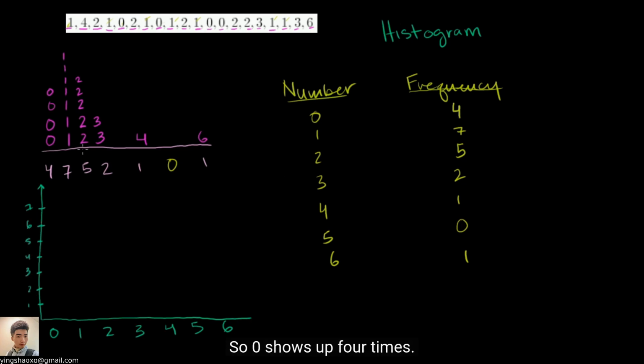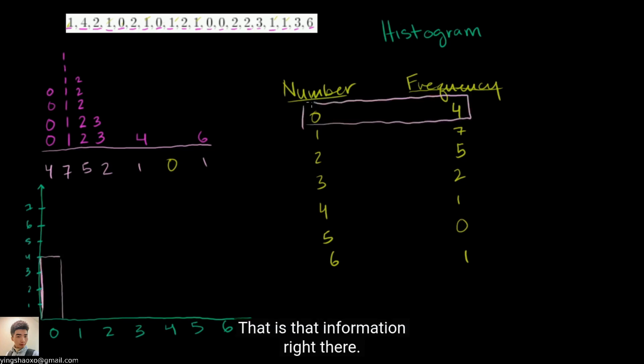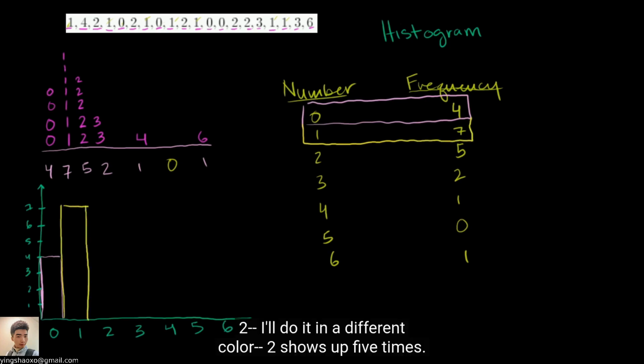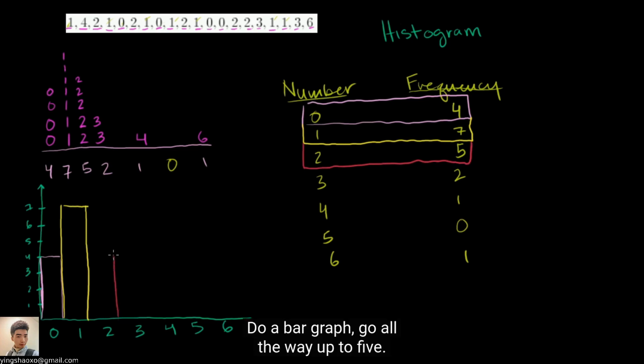So 0 shows up 4 times. Draw a little bar graph here. 0 shows up 4 times. That is that information right there. 1 shows up 7 times. So I'll do a little bar graph. 1 shows up 7 times, like that. 2, I'll do in a different color. 2 shows up 5 times. Bar graph, go all the way up to 5. 2 shows up 5 times.